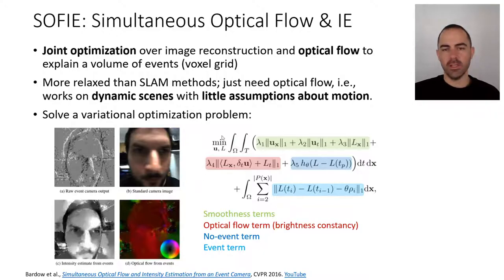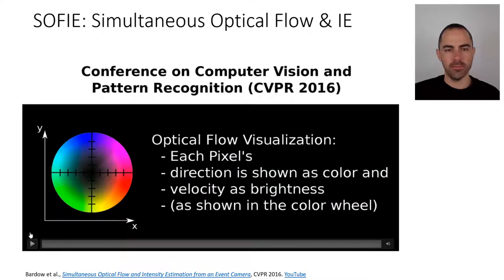The general idea is that this is a variational optimization problem, and you are jointly estimating two quantities, the brightness, so an image L, well, in this case a whole volume, and the flow that minimize this value to explain a set of events, and these set of events are kind of represented with a voxel grid. And let's take a look at the video.